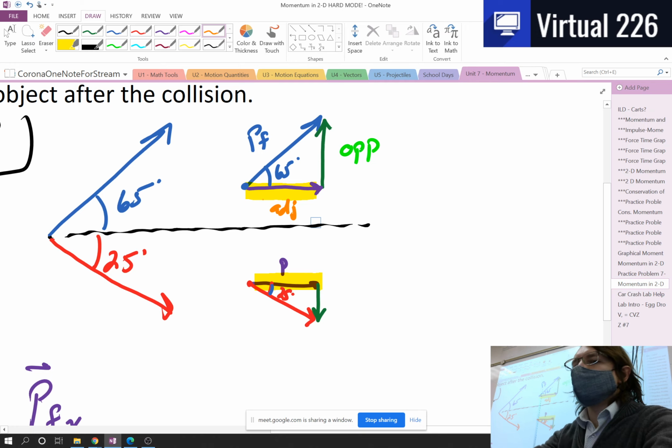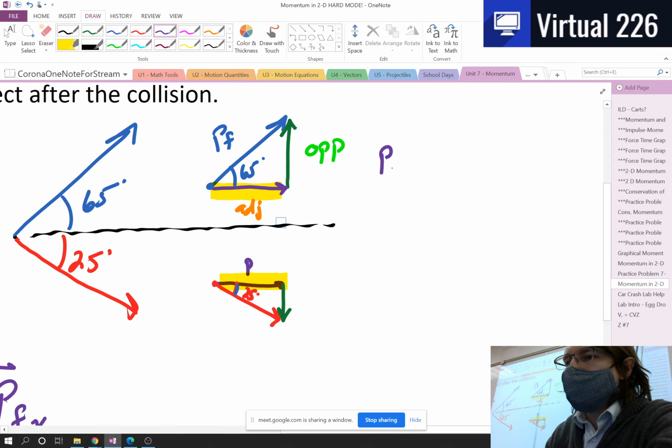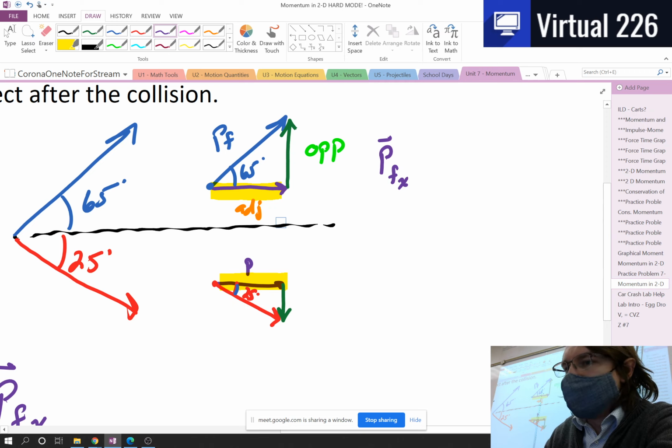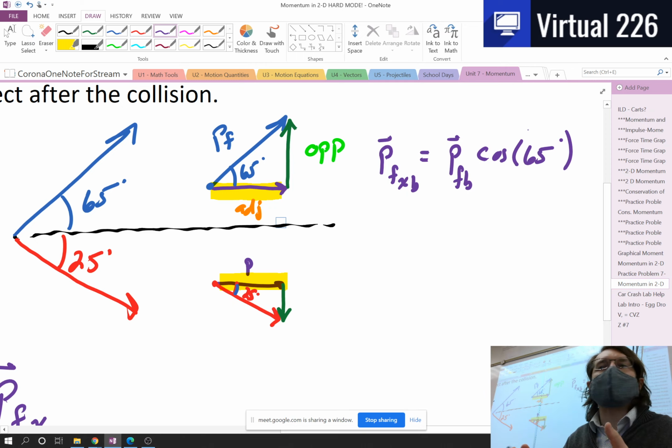Using our knowledge of SOHCAHTOA, we can say that this adjacent side, or the final momentum in the x direction, and this will be both for the bullet and we'll have to do one for the can. So we'll call this final momentum x direction bullet. That's going to be equal to the bullet's final momentum times the cosine of 65 degrees. Because that's that adjacent side, and cosine is adjacent over hypotenuse. So when we solve that, we get the following.